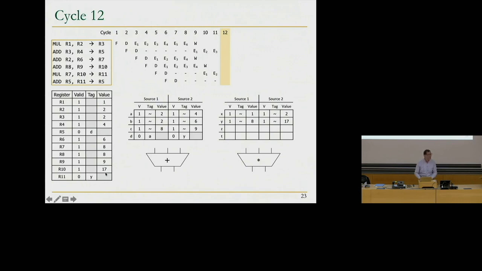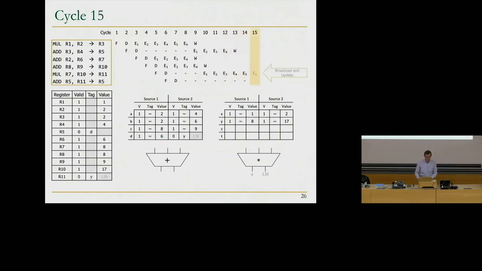Looks like nobody in the register file is waiting for A, because R5 got overwritten, if you remember, by this instruction. But there's someone here in the reservation stations waiting for A, and that's the instruction identified by tag D. So that captures value 6. Now it still cannot execute because it's still waiting for the other source. So somebody's going to produce that source, and we will see who produces that source.